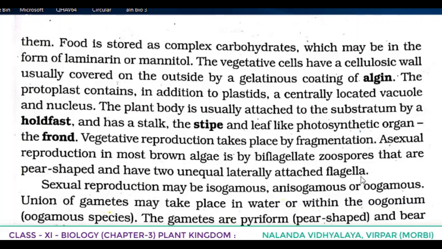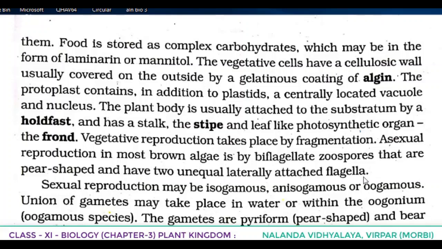And vegetative cells have a cellulosic wall usually covered on the outside by what? A gelatinous coating of algin. And the protoplast contains, in addition to plastids, what? A centrally located vacuole and nucleus. And how can we describe the plant body? Yes, the plant body is usually attached to the substratum by a holdfast, and it has a stalk called stipe and the leaf-like photosynthetic organ, the frond.